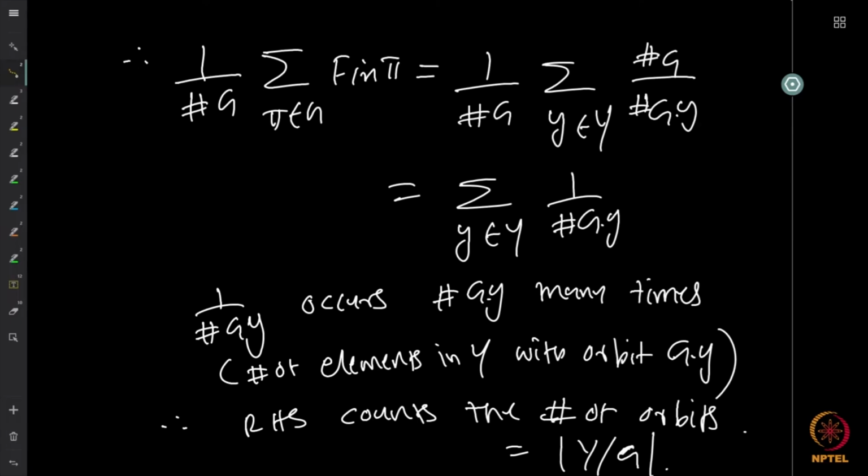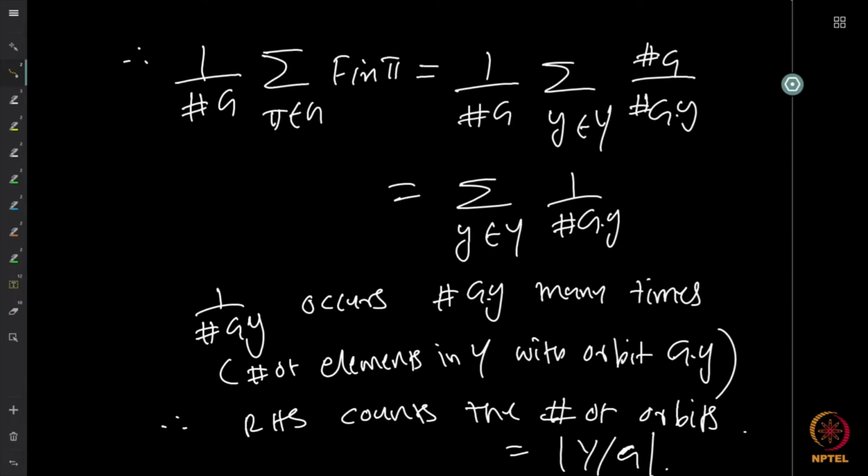Therefore, you will see that exactly the number of elements in the orbit, that many times the term 1 by cardinality of G y occurs. Which means that the contribution of each orbit will be exactly 1, because each orbit has exactly that many elements, and that many times this term 1 by order of G y comes. So this is actually counting the number of orbits. The contribution of each orbit is exactly 1. Therefore, it counts the number of orbits in the action of G on Y. So that is what we wanted to prove.